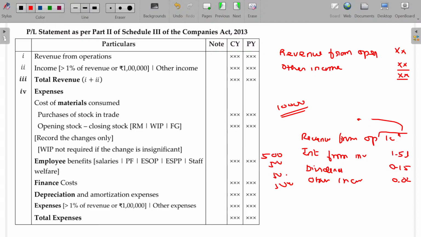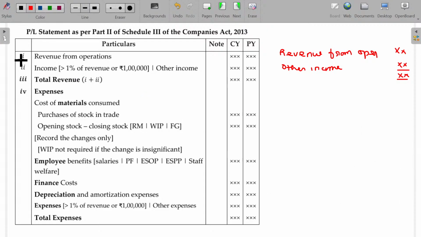So out of the revenue, if the value is more than 1%, other than this operational revenue, it should be disclosed separately with its name. Otherwise, if the value is more than 1 lakh, probably the revenue from operation being say 100 crores, and interest from investment is 1.5 lakhs, do I want to show it separately? 1% of 100 crore is 1 crore. 1.5 lakhs is nothing but a small penny amount. Yet the value is more than 1 lakh, so you have to show this separately, but these things are not required to be shown separately. Hope you'll be now able to understand.